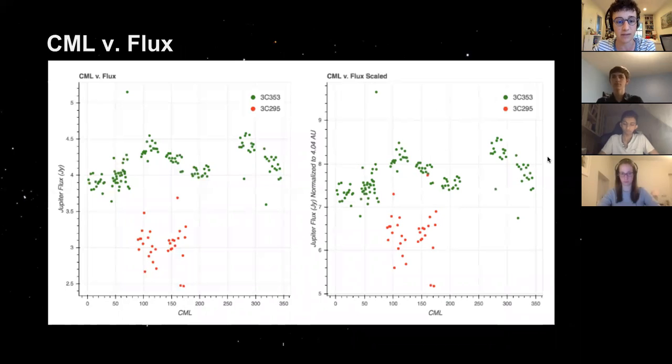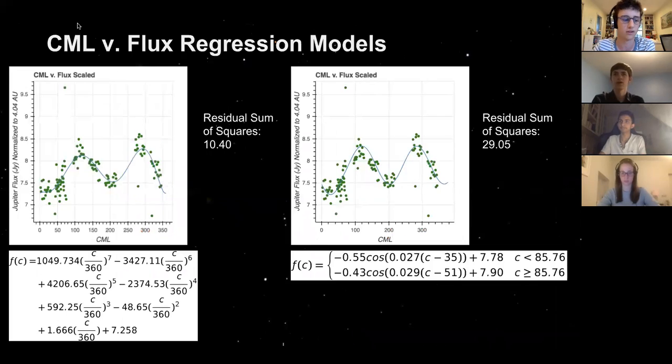Then we constructed a model of CML versus flux for each calibrator quasar. Obviously, the curve for the calibrator quasar 3C353 was significantly smoother, so we ended up constructing a model based off of this quasar. The data from the other one still is worthy of further investigation. We developed two models, one a seventh order polynomial and the other a piecewise trigonometric. We found by using the residual sum of squares that the 7th degree polynomial was more accurate, but we believe that the trigonometric piecewise made more intuitive sense, so we developed both.